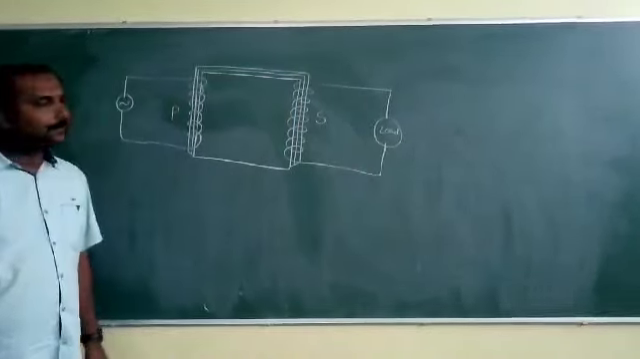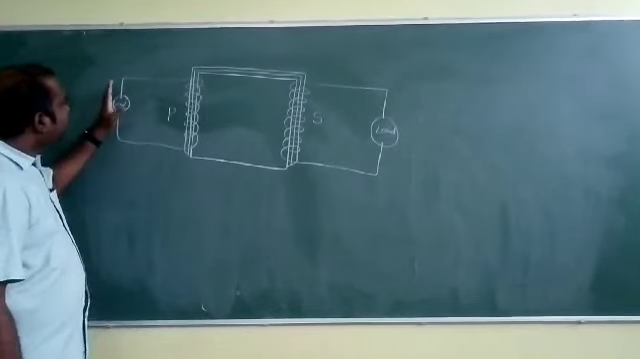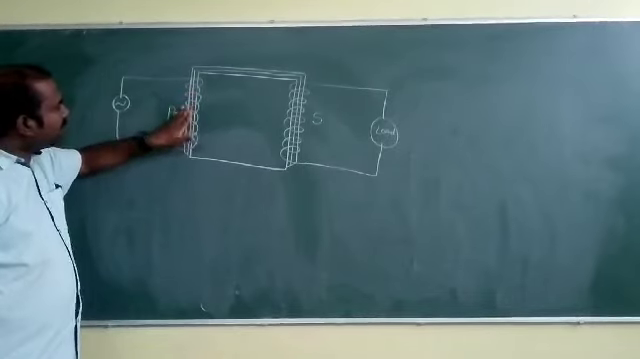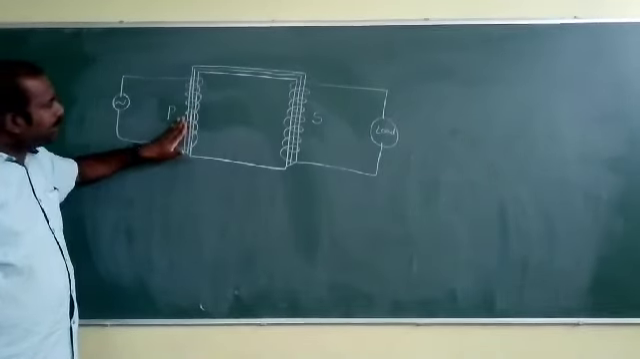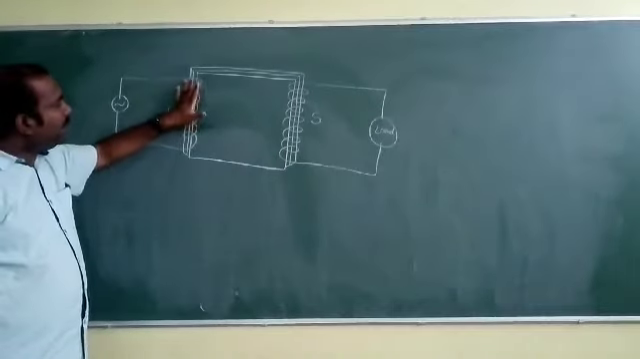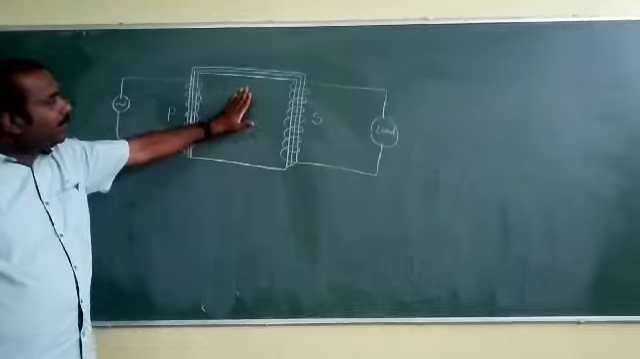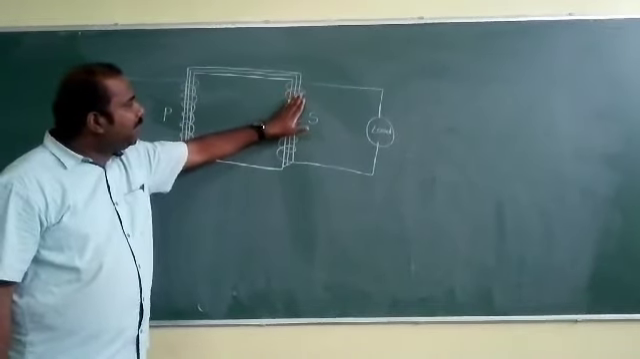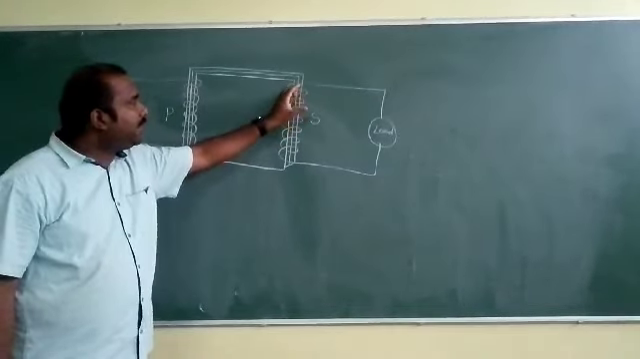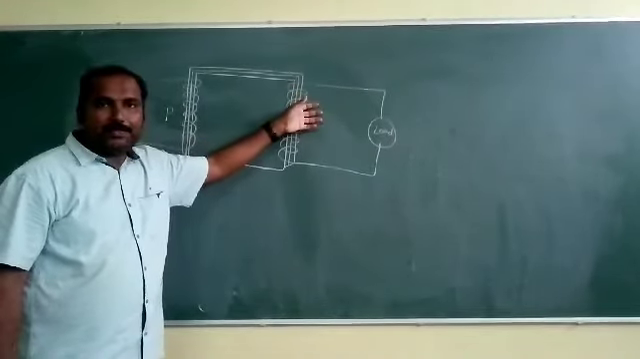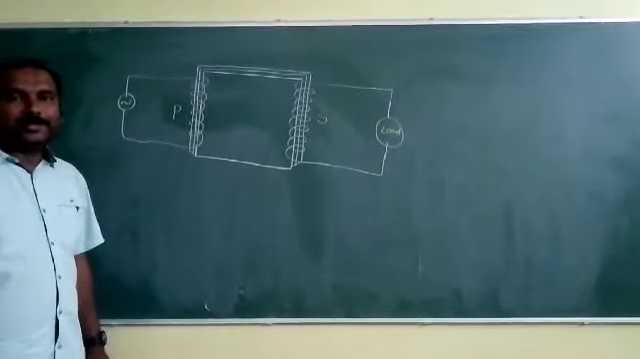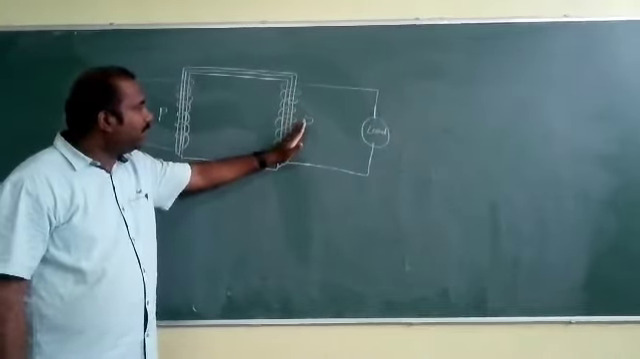Now, what happens? If we send alternating current through the primary, when the current is passing through this primary coil, it induces a changing magnetic field, so the magnetic flux is changing. Because of this change in magnetic flux, an induced EMF is produced in the secondary coil. So voltage is produced in the secondary.